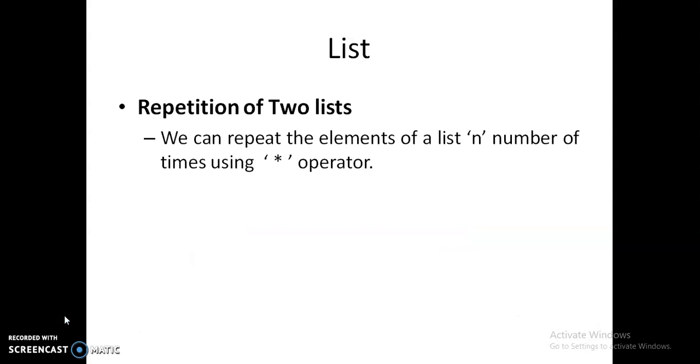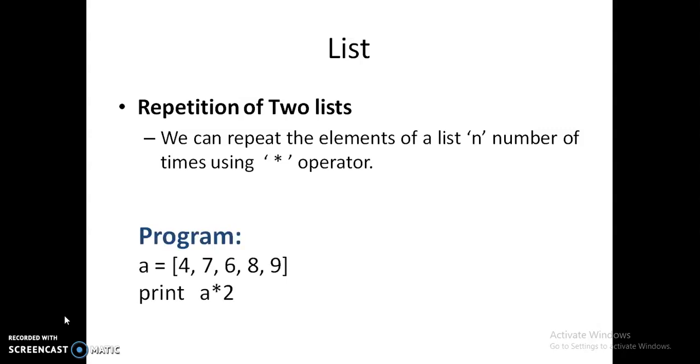Repetition of the two lists. We can repeat the elements of the list n number of times using the asterisk operator. That is, we can repeat the list of elements for our required number of times. So the same elements are once again added to the list.